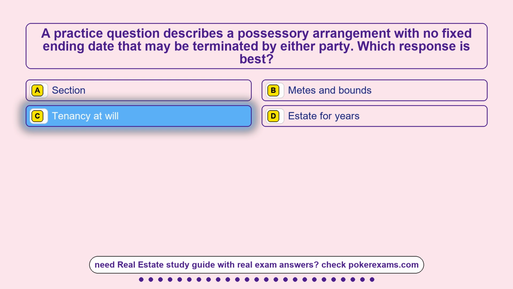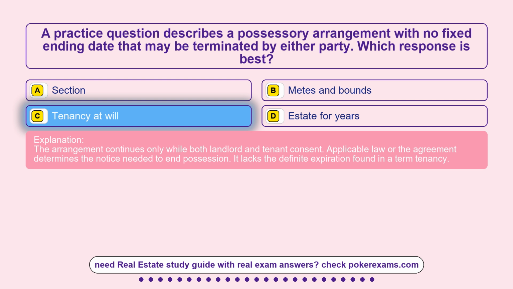The correct answer is option C, tenancy at will. The arrangement continues only while both landlord and tenant consent. Applicable law or the agreement determines the notice needed to end possession. It lacks the definite expiration found in a term tenancy.